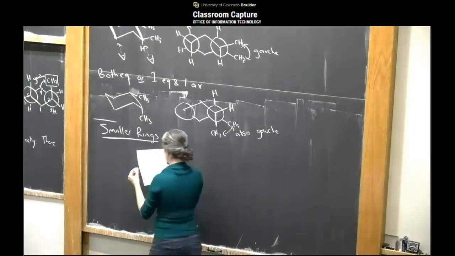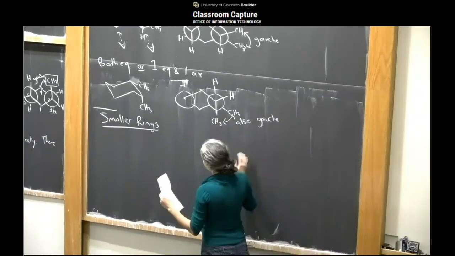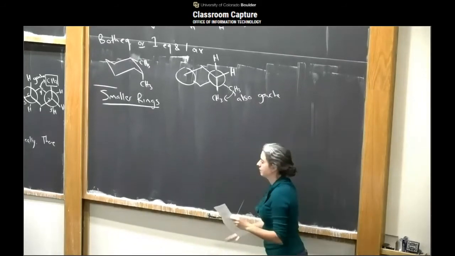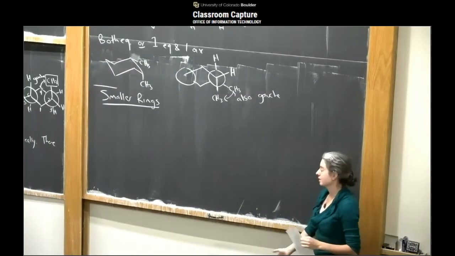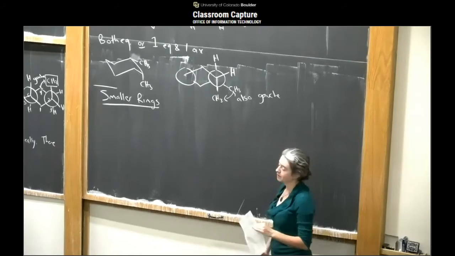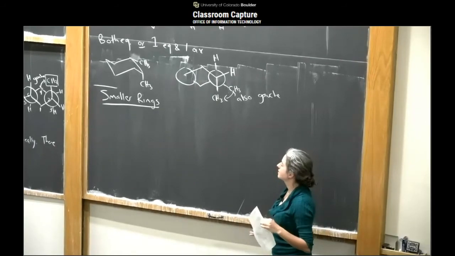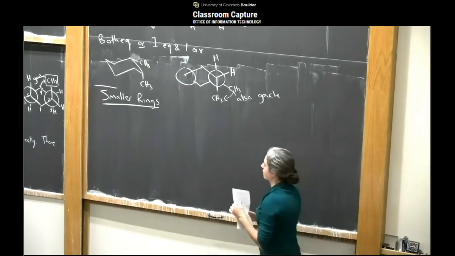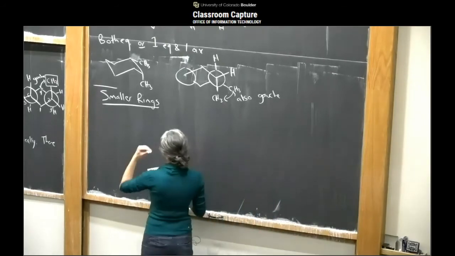Okay, so smaller rings. So if you remember that table of energy values from the start of this chapter, you might have noticed that five-membered rings are not quite as good as six-membered, but they're not too far off. So cyclopentane's almost as good.